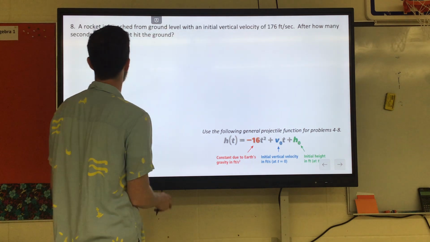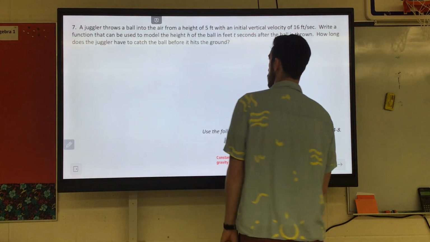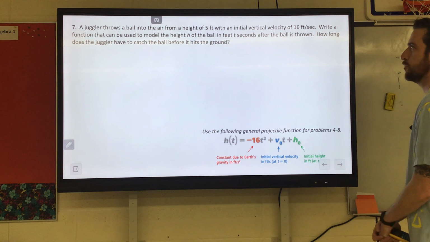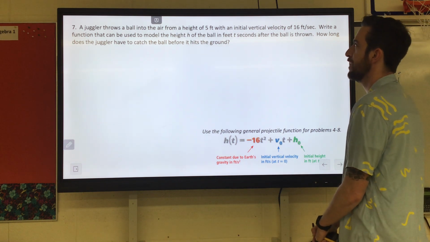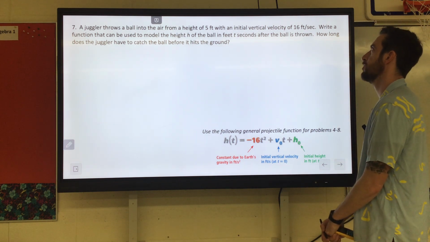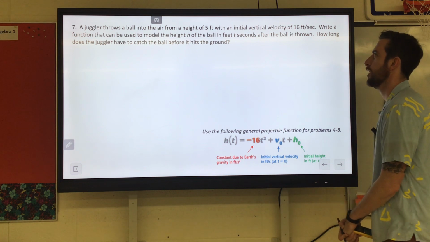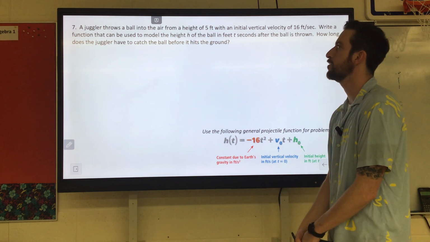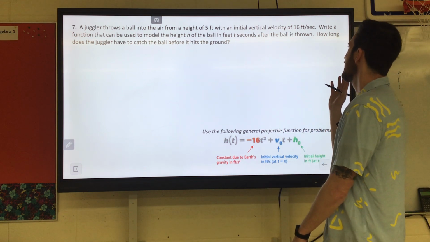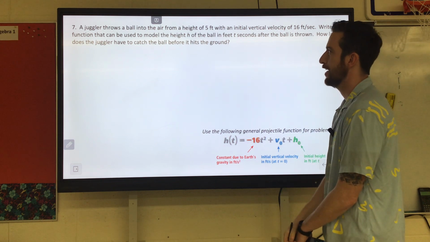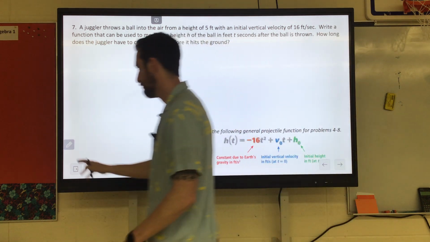I think this is the last one. Oh, we got 2 more. Phew. A juggler throws a ball in the air from a height of 5 feet with an initial vertical velocity of 16 feet per second. Write a function that can be used to model the height. How long does the juggler have to catch the ball before it hits the ground?